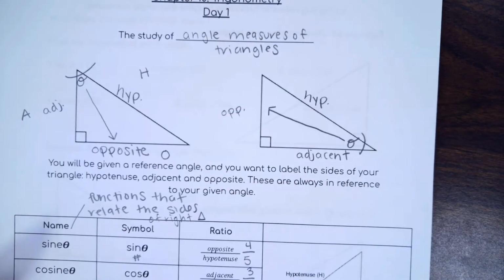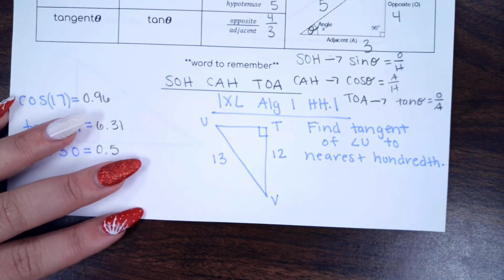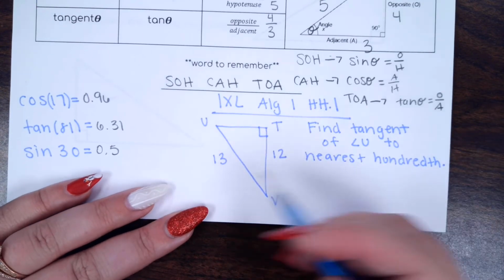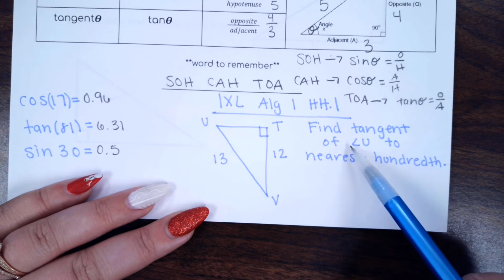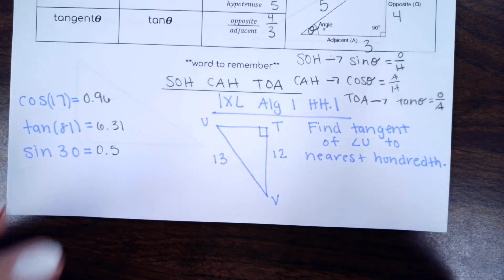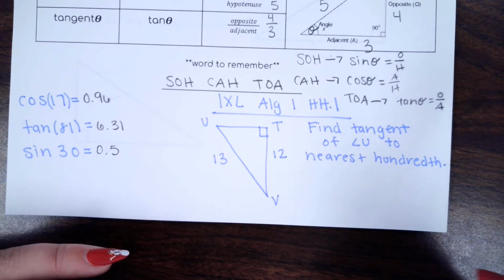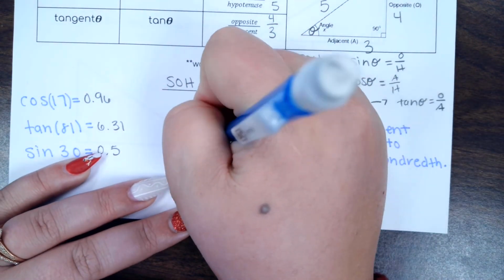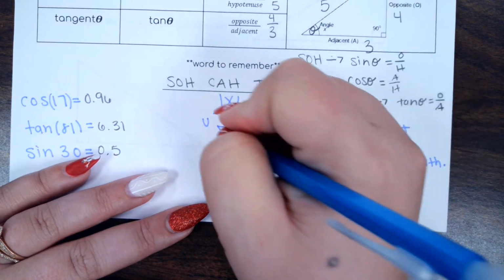Okay, now I want to go back and show you an example from IXL. So the first IXL on your list is going to be Algebra 1, HH1. Here's an example. So we have this triangle here. It says find the tangent of angle U to the nearest hundredth. So nearest hundredth means I'm not going to keep it in fraction form, right? I need to put in my calculator and get a decimal. So tangent of U, so that means that's my reference angle. So let's label our sides.